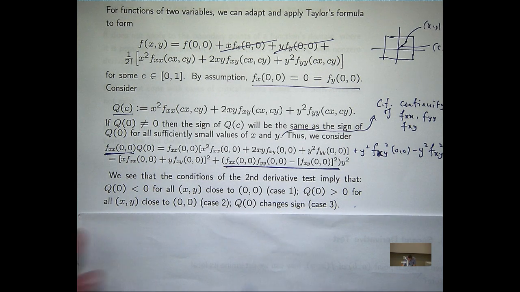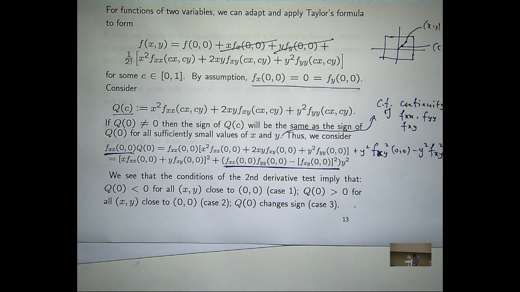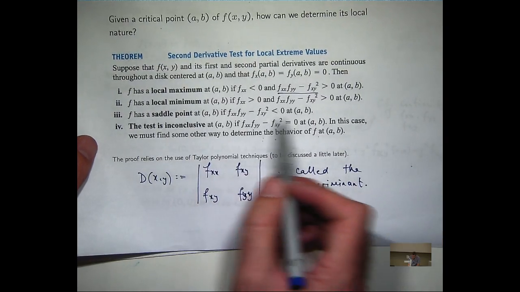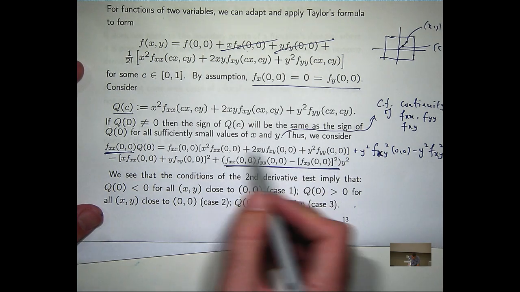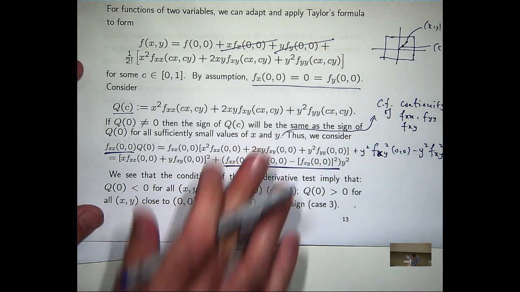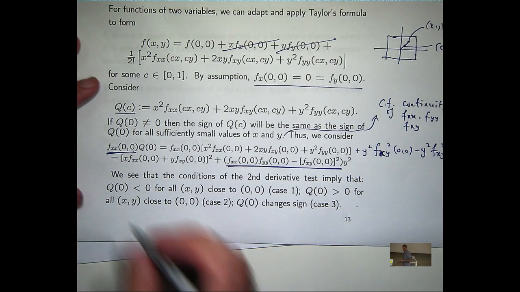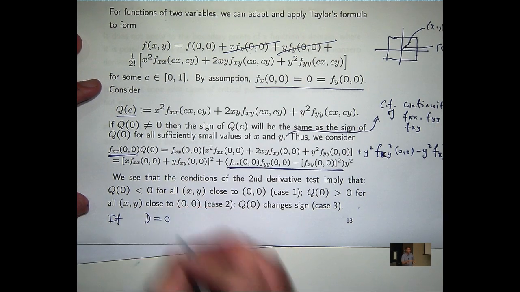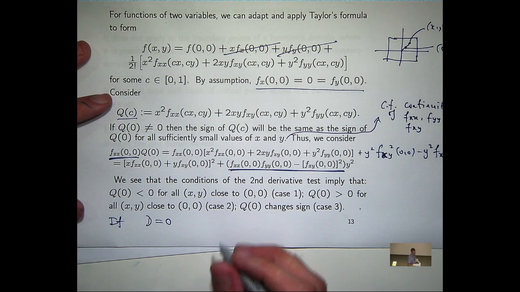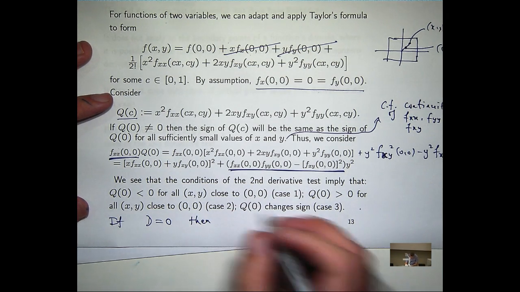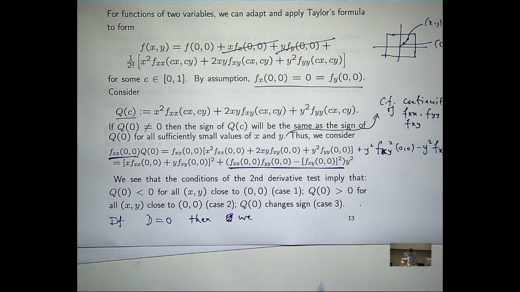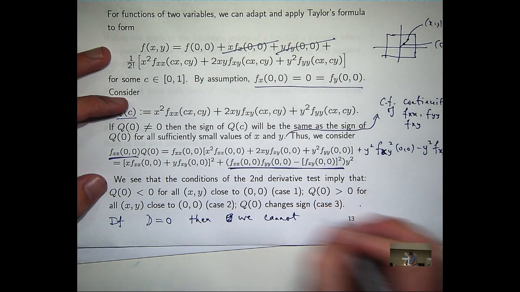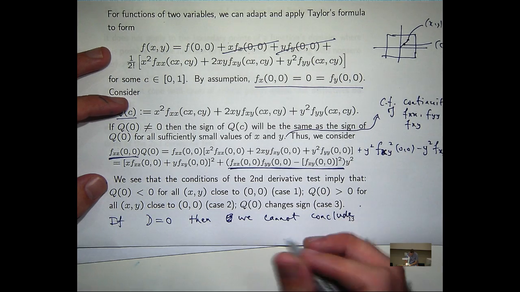And the last case is where Q of 0 can change sign. That will then lead to a so-called saddle point. Now, the fourth case in here: what happens when this is 0? Well, you can kind of see where that comes from. If this is 0, then this term just disappears, right? So we can't really make any conclusions about the sign of Q of 0. So in that case, you have to use a different test.